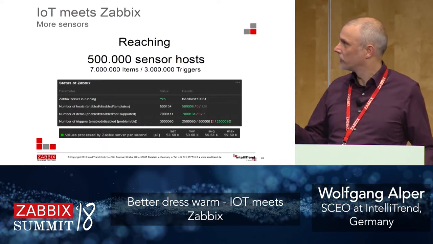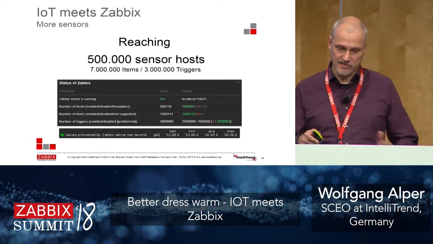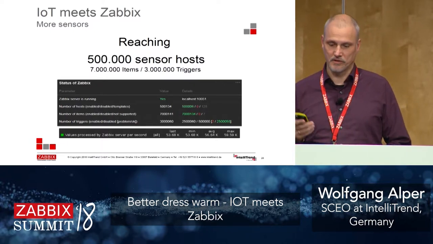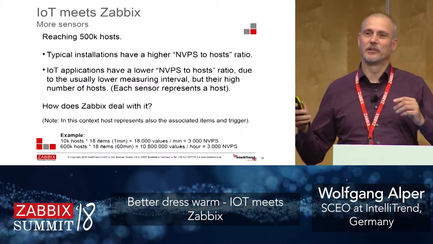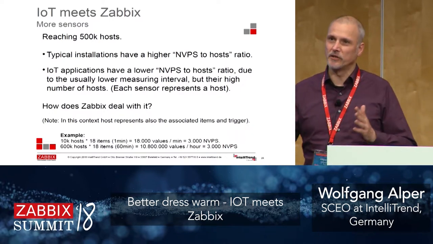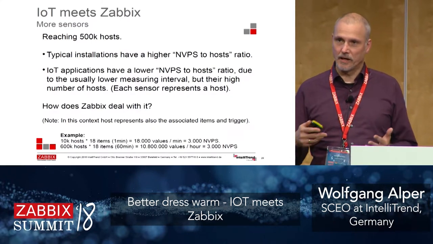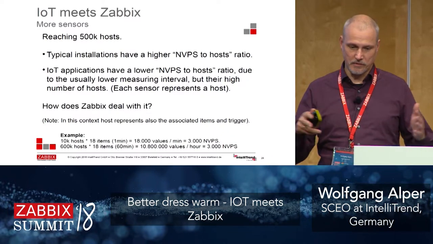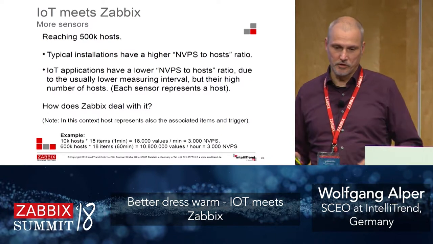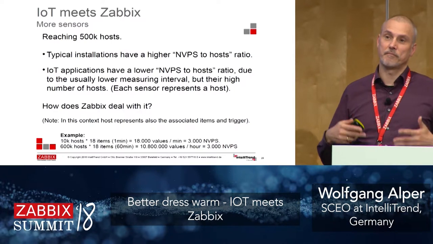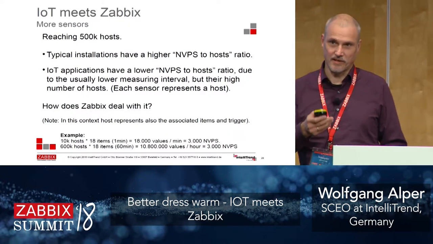We were close to 60K, as you can see on the bottom screenshot. So we were close to 60K new values per second in this scenario, with some optimization, of course. And to get a better understanding of what we have tested here, if you take the number of new values per second and put them in relation to the number of hosts you have, you can build a ratio. If you do that for a general installation, you will find that you have a number X for hosts and a number Y for new values per second. Now, if you look at the IoT setup, you have many more hosts, but you have a lower measuring interval. If you look at the calculation, I tried to use a laser the first time here.